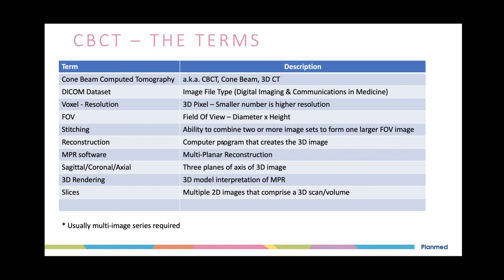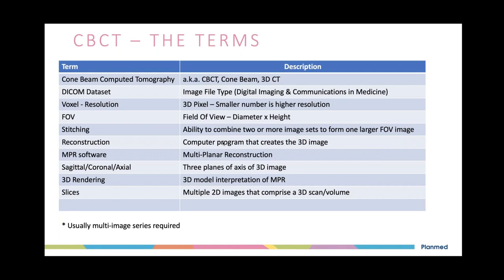MPR stands for multi-planar reconstruction software. That's the power of cone beam imaging. That's what allows you to see things in the three planes, axial, sagittal, and coronal, as well as the wow factor, which is that three-dimensional reconstruction that everybody has seen, that allows you to take that three-dimensional representation and spin it all around and look at it from any direction that you want. But that is the MPR software that does that.